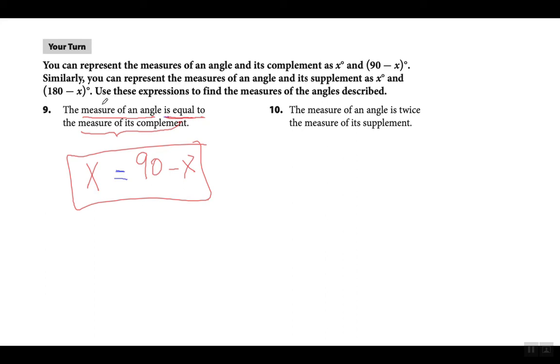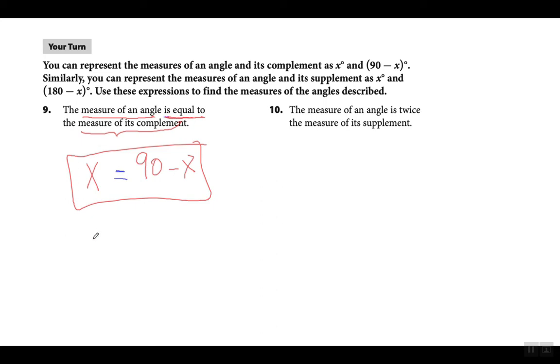For this one, I'm gonna be real. You could just use common sense and realize that the answer has to be 45 degrees. I'll show you two ways you could do it. First of all, if the measure of an angle is equal to the measure of its complement, that means both angles are equal to each other, and they're complementary angles, which add up to 90. It's got to be 45, because 45 plus 45 equals 90.